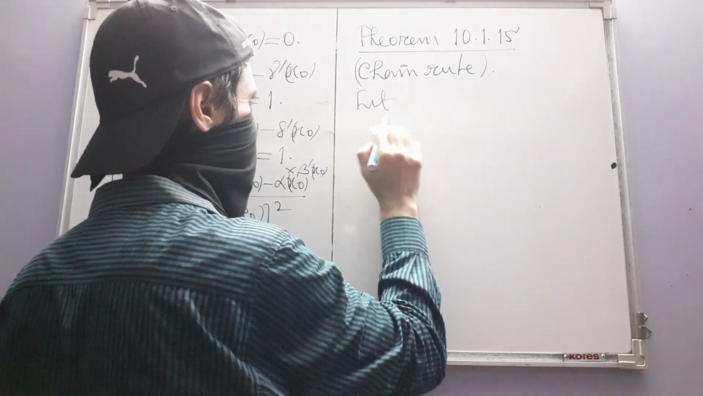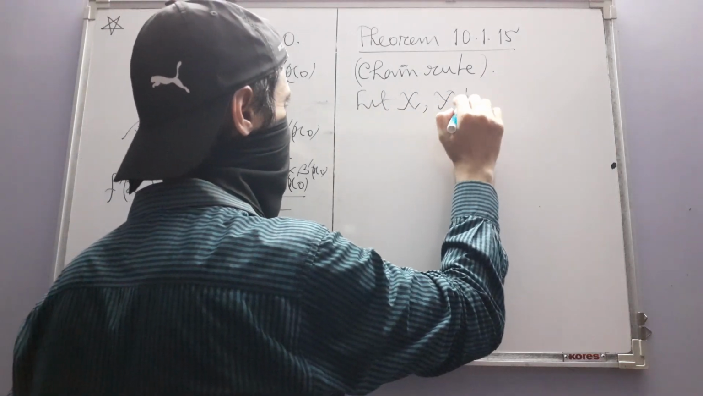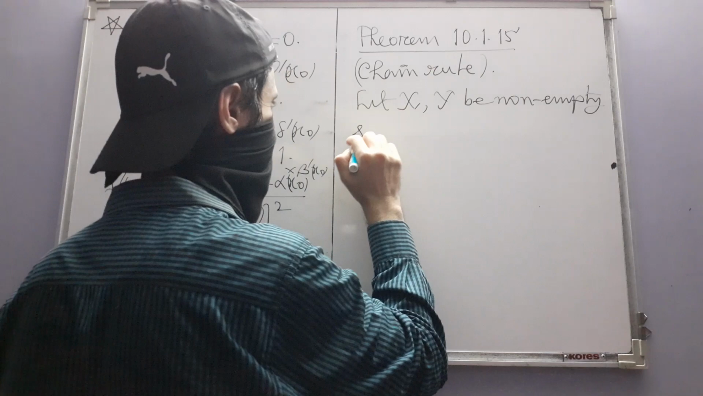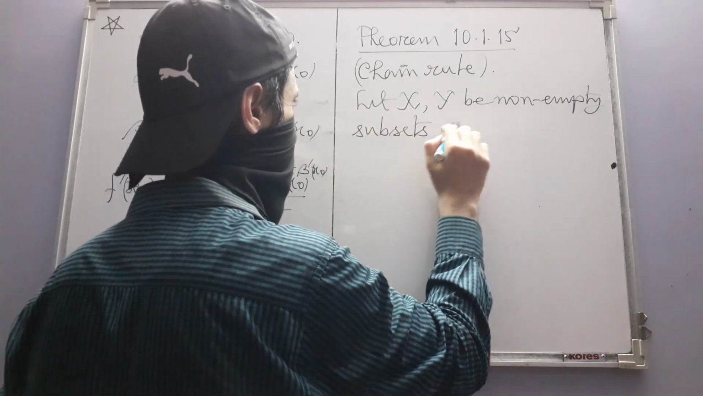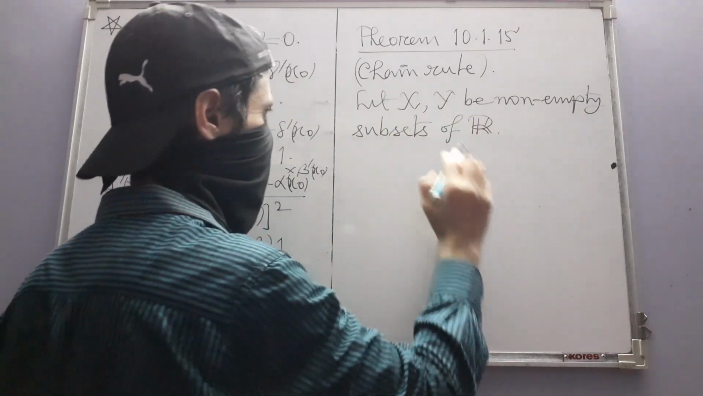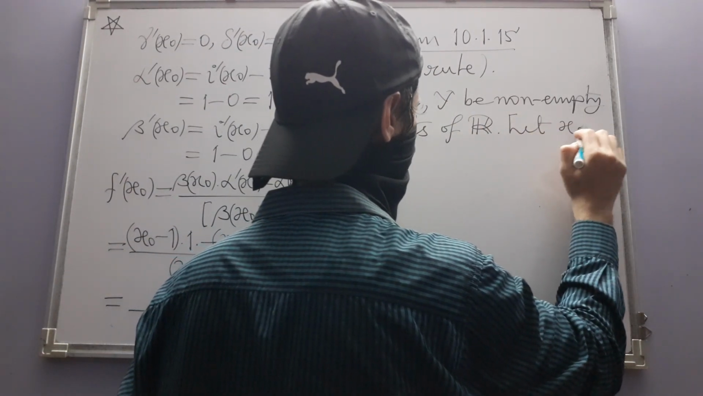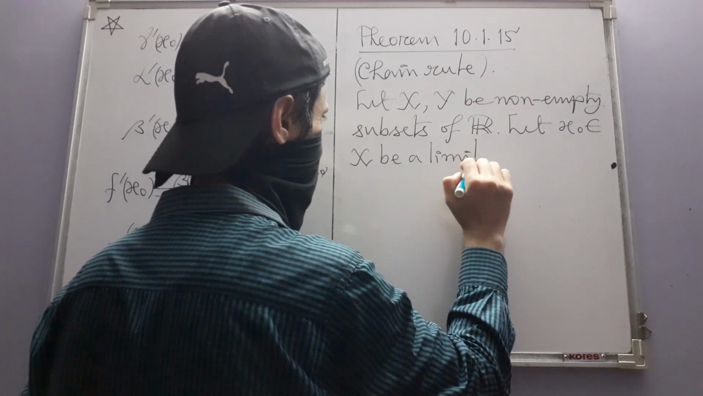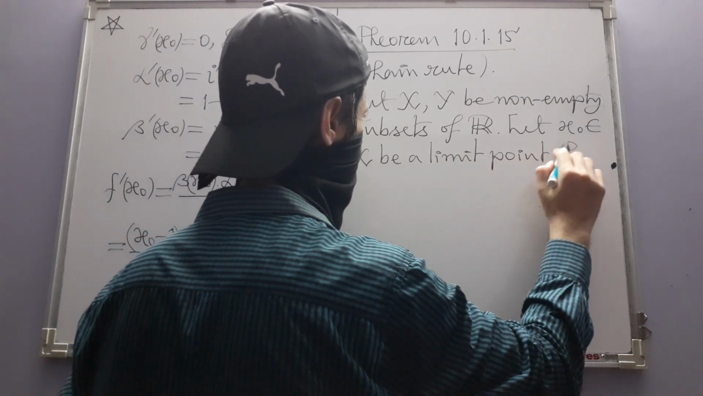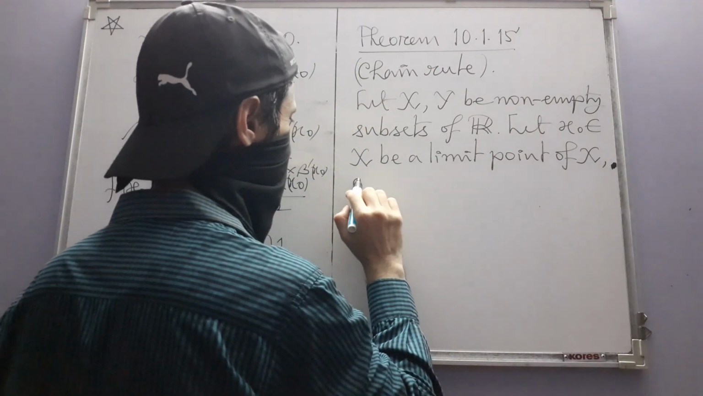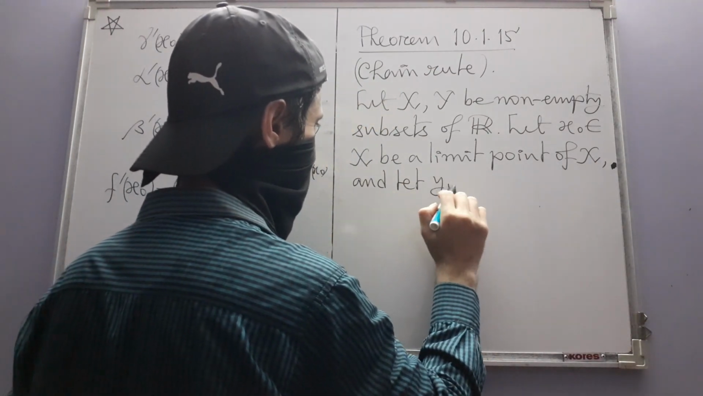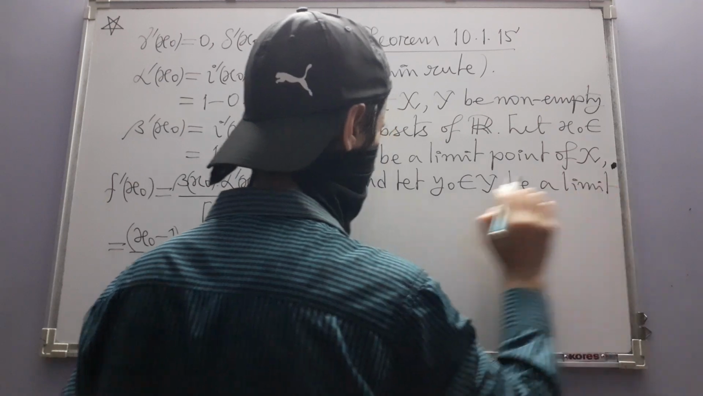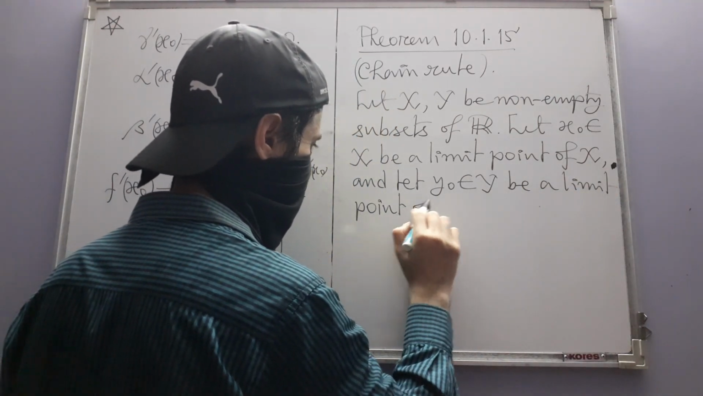It starts off like this. Let X and Y be non-empty subsets of R. Let x naught in X be a limit point of X, and let y naught be a point in Y, and let this be also a limit point of Y.